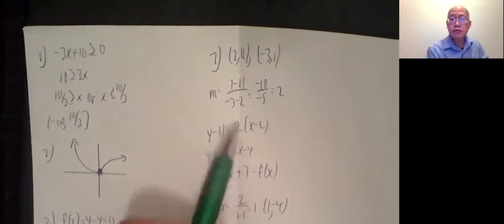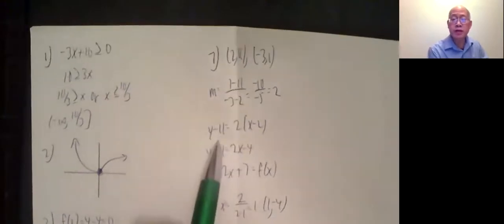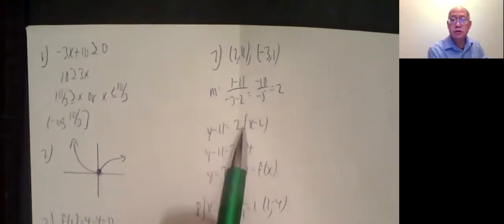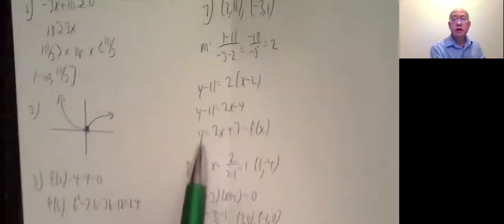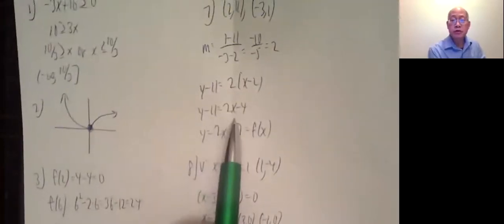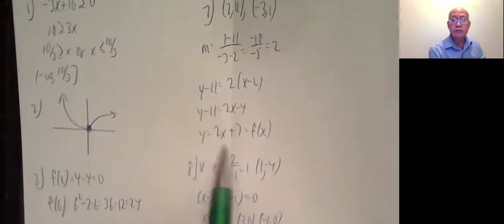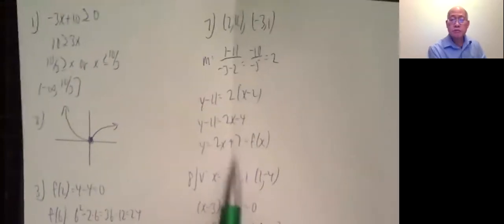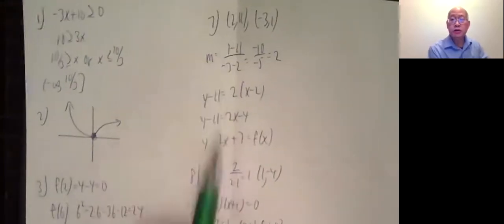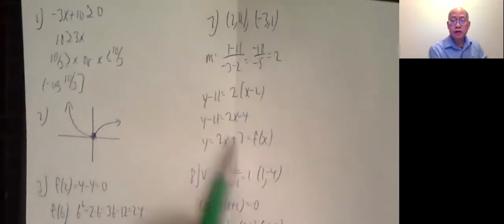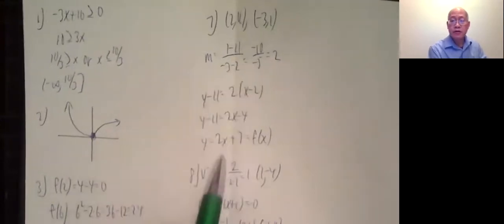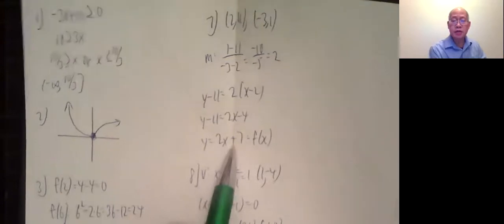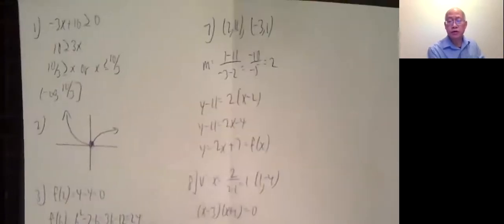Throw it into the point-slope form. y minus y1: y minus 11 equals m times x minus 2, so y minus 11 equals 2x minus 4. Add 11, so y equals 2x plus 7, which is f of x. And a side note, if you plug in 2, 2 times 2 is 4, 4 plus 7 is 11, that works. Plug in negative 3, 2 times negative 3 is negative 6, negative 6 plus 7 is 1. We know that works.